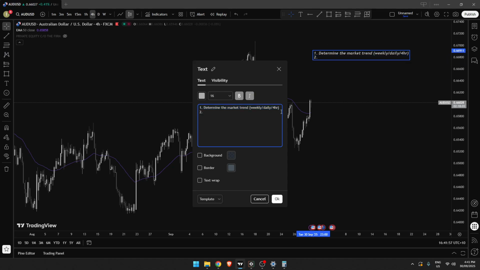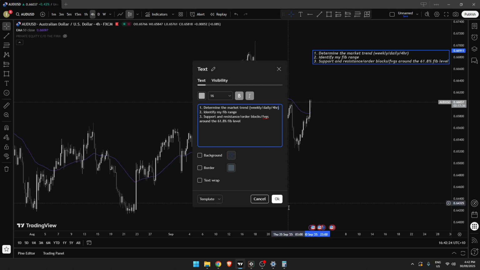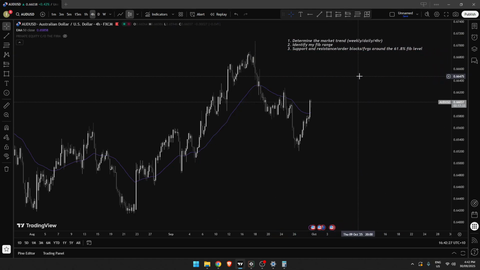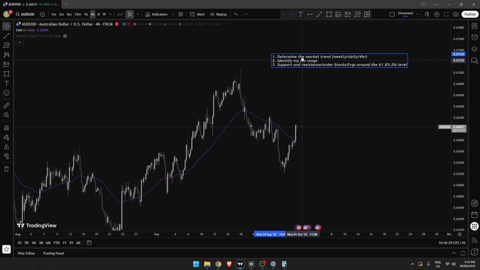Step two is to identify my Fibonacci range. And step three is support and resistance, order blocks, and fair value gaps around the 61.8% fib level. Awesome. So that is my complete trading strategy.